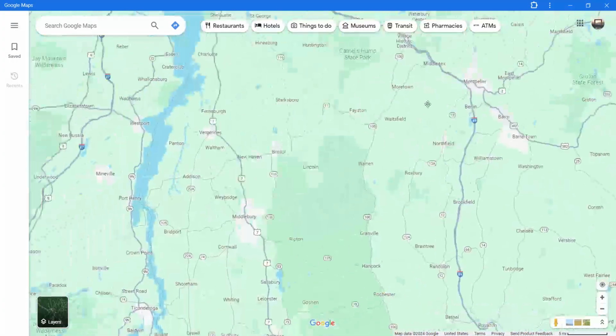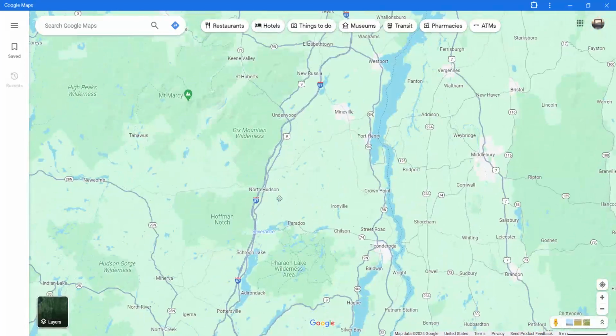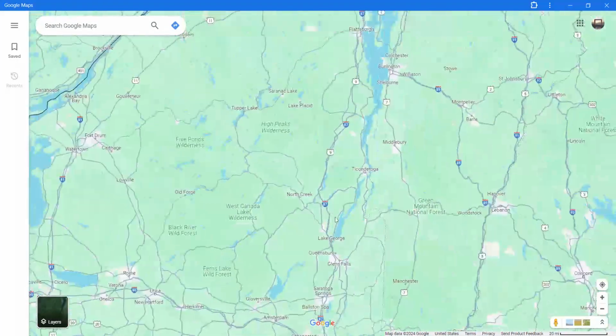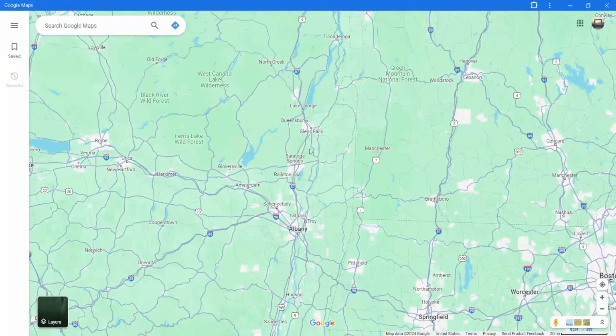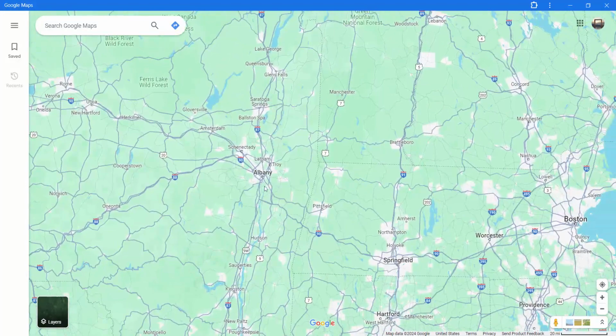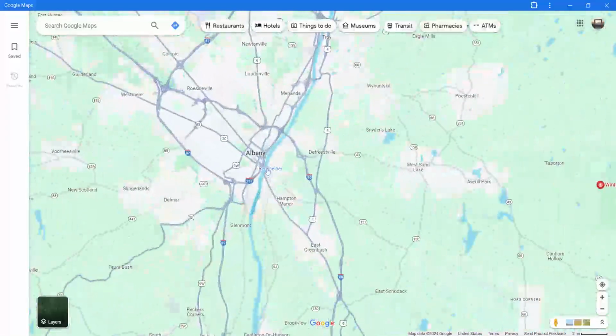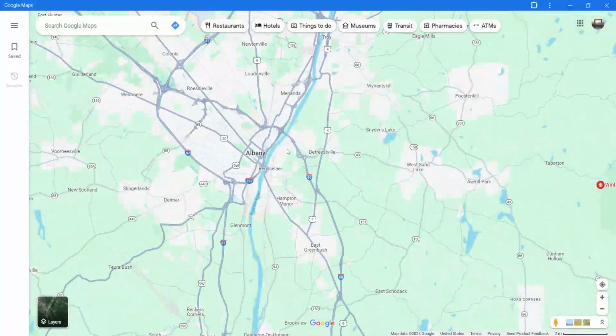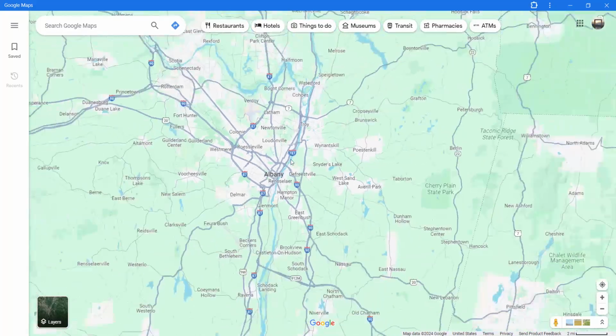Moving back over to the state of New York. And we might think, well, the state capital of New York is New York, but it's not. It's actually Albany. Albany is the state capital of New York. Albany, New York.